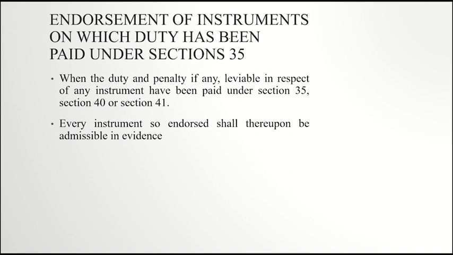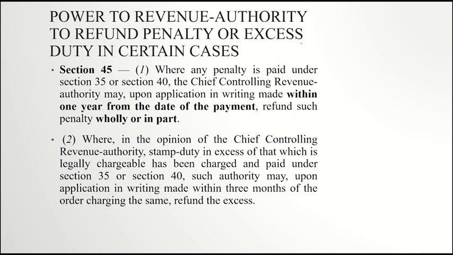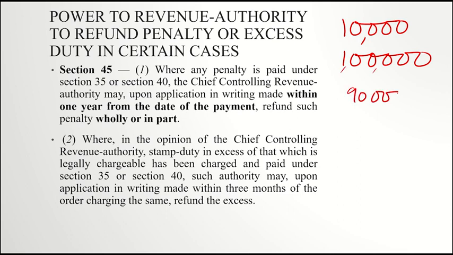Then we come to endorsement of instruments on which duty has been paid under section 35. So when the duty and penalty is liable in respect of any instrument, then every instrument shall be admissible in evidence. So this is something we have to know. Power of revenue authority to refund the penalty or excess duty in certain cases. Suppose you must pay 10,000 rupees stamp duty. By mistake you have paid 1 lakh rupees stamp duty. So 90,000 is what you must get as refund.